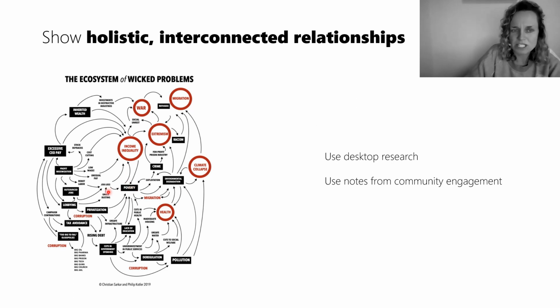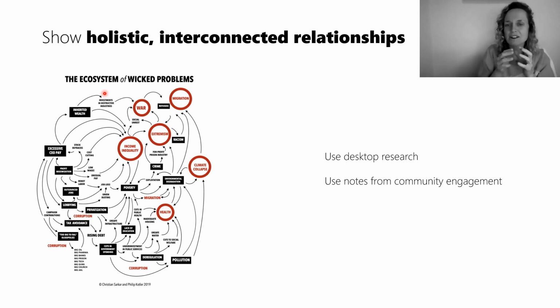poverty. Now this is a more deficit-based approach, but poverty is in the middle. If we take a step back, poverty is caused by job loss. Job loss is caused by, let's see here, robot labour. Robot labour is caused by profit maximisation. Profit maximisation is caused by excessive CEO pay. Excessive CEO pay can be caused by inherited wealth. Inherited wealth can be caused by investments in destructive industries. Okay, so again, this is a kind of negative deficit-based approach, but there's some truth in it.